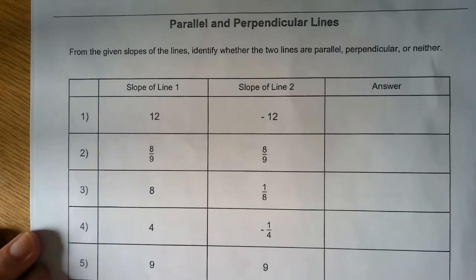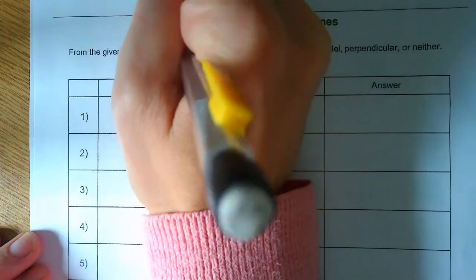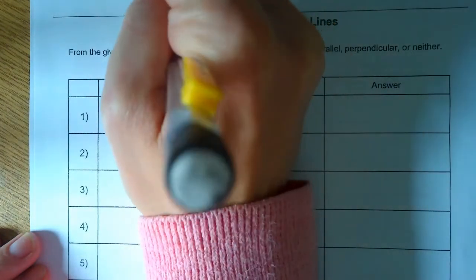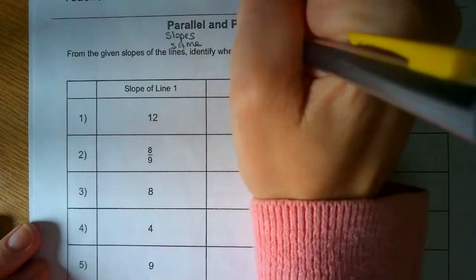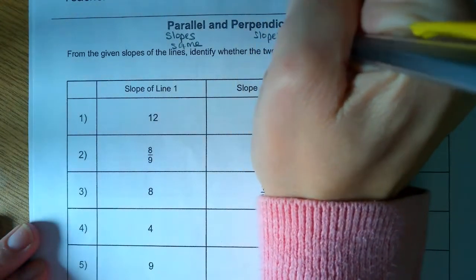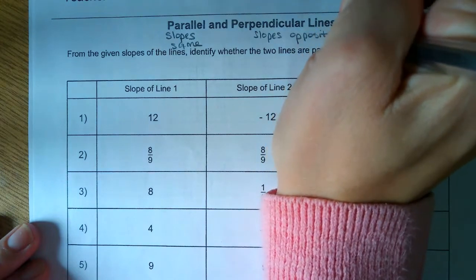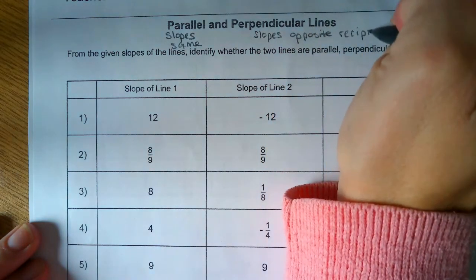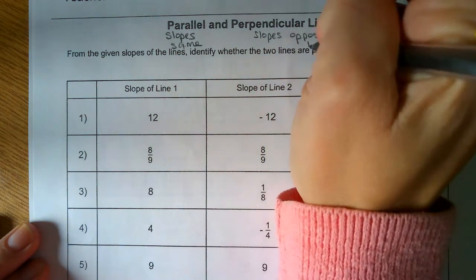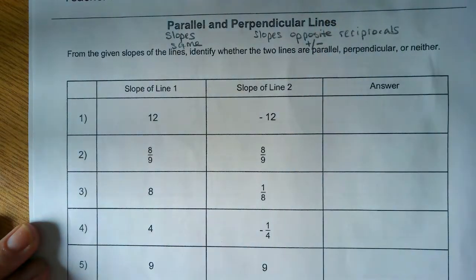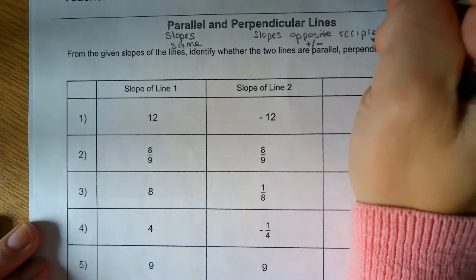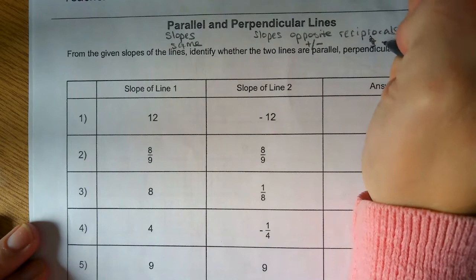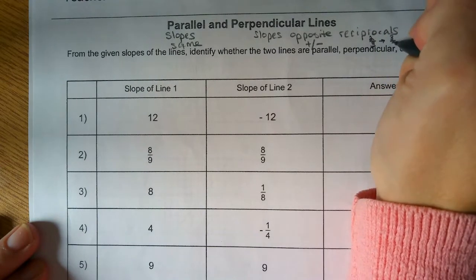All right, then on the next page, it's wanting you to identify if you have parallel or perpendicular lines. If we have parallel lines, our slopes have to be the same. And if we have perpendicular lines, our slopes have to be opposite reciprocals. Remember, opposite means that we're going to have a positive or negative number, and reciprocal means that you're going to have them flipped as a fraction. So if I had 2/3, then that reciprocal would become 3/2.